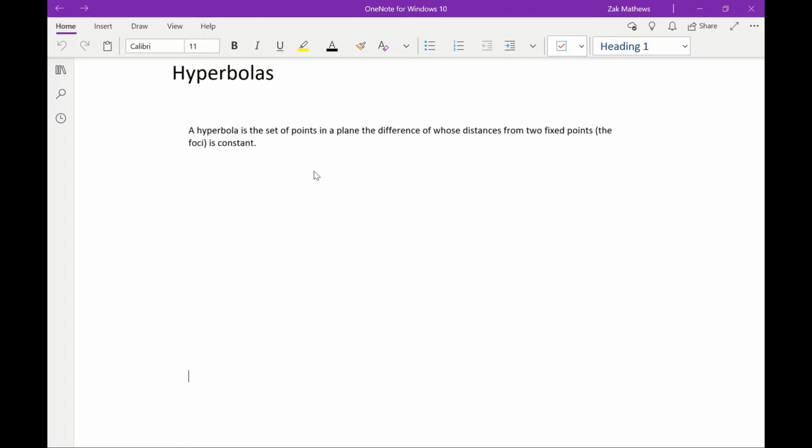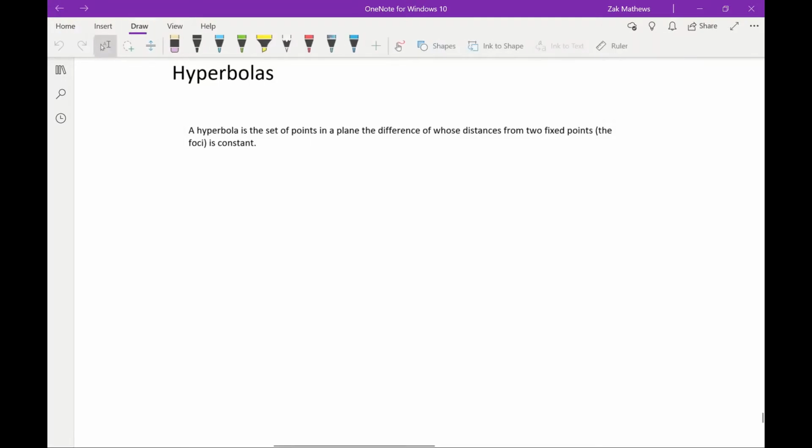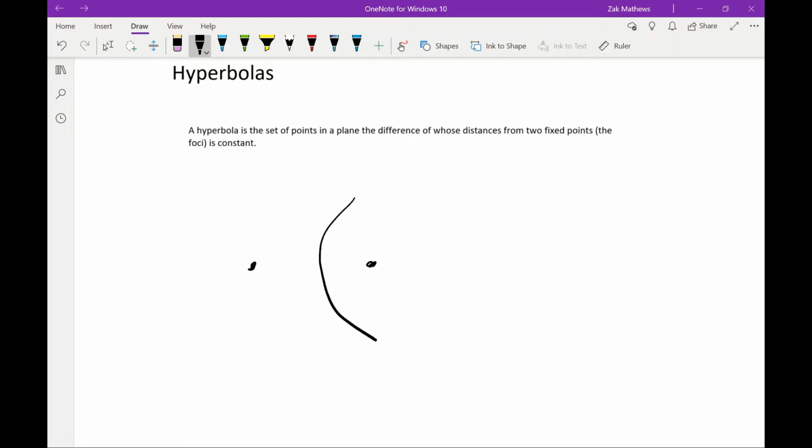So hyperbolas, start with the definition. A hyperbola is a set of points in the plane, the difference of whose distances from two fixed points, the foci, is constant. So once again, we have these fixed points, the foci, that are dictating what the shape of the curve will look like. And so hyperbola, as I discussed in an earlier video, almost this parabolic looking shape. Difference being, it's not parabolic. These aren't parabolic because they are approaching asymptotes.